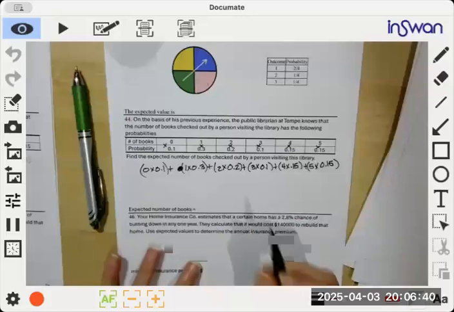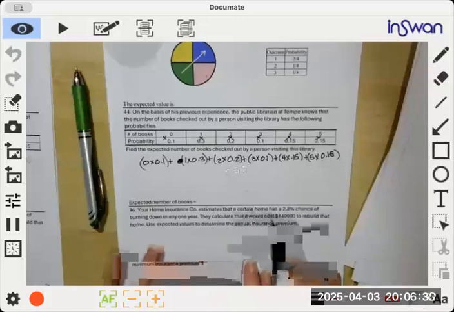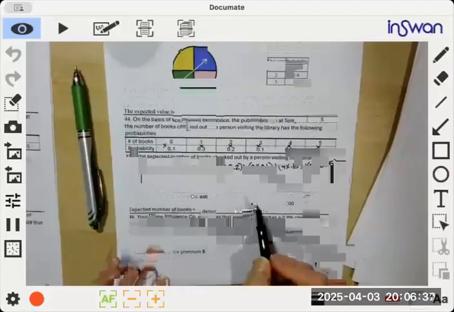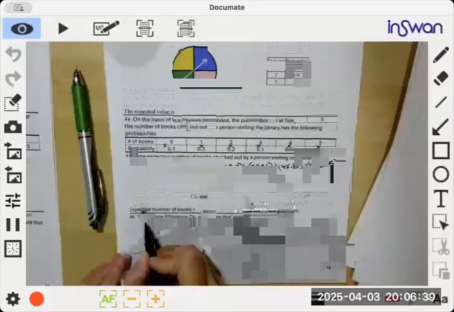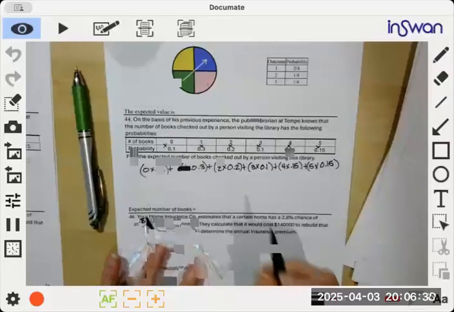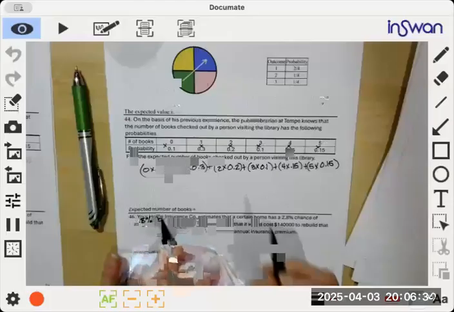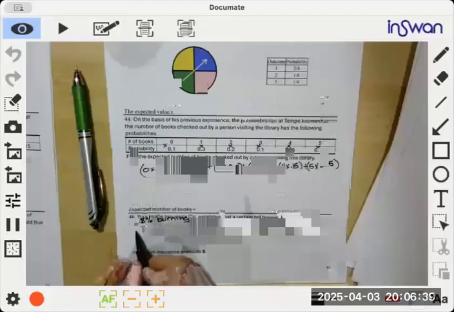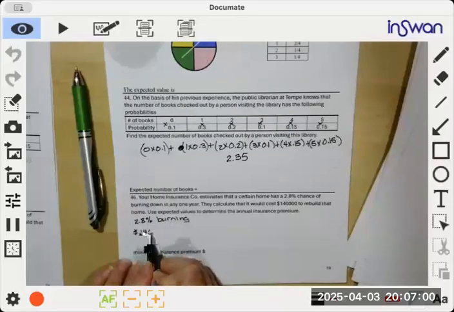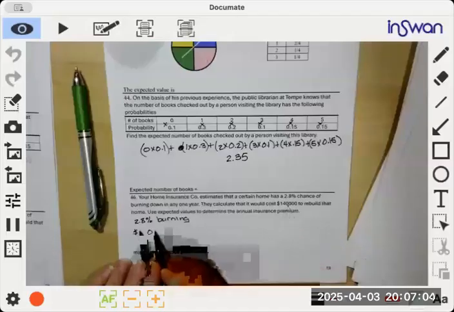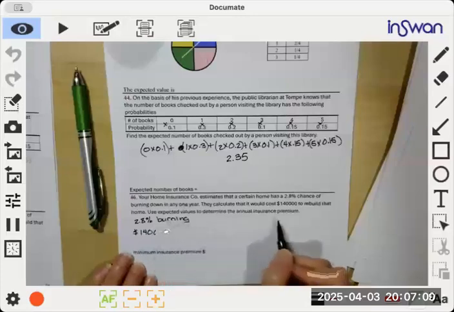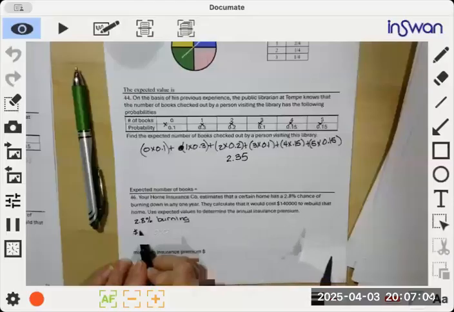And then I'm going to throw in 46 as well. Okay. Thank you. All right. So your home insurance company estimates that a certain home has a 2.8% chance of burning. They calculate it would cost $140,000 to rebuild the home. Use expected values to determine the annual insurance premium.